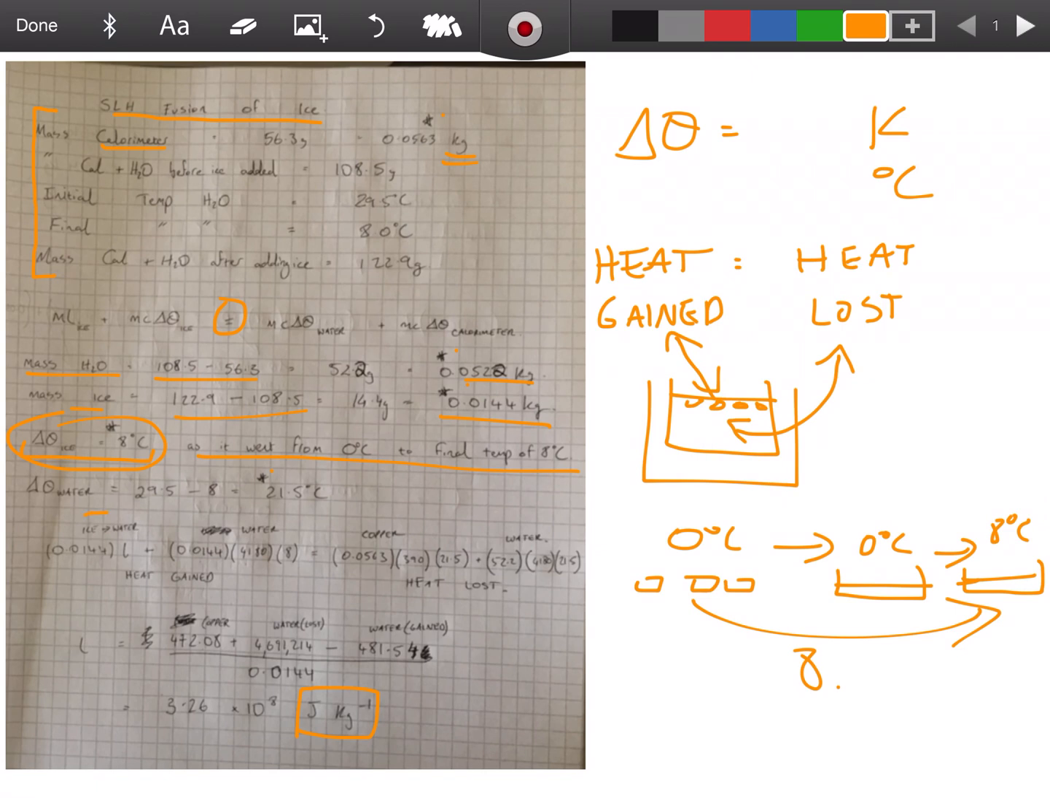I like the way to do it here is just to run through exactly what each part is representing. So you can see this is discussing the ice going to water. This is discussing the water increasing in temperature from 0 to 8.